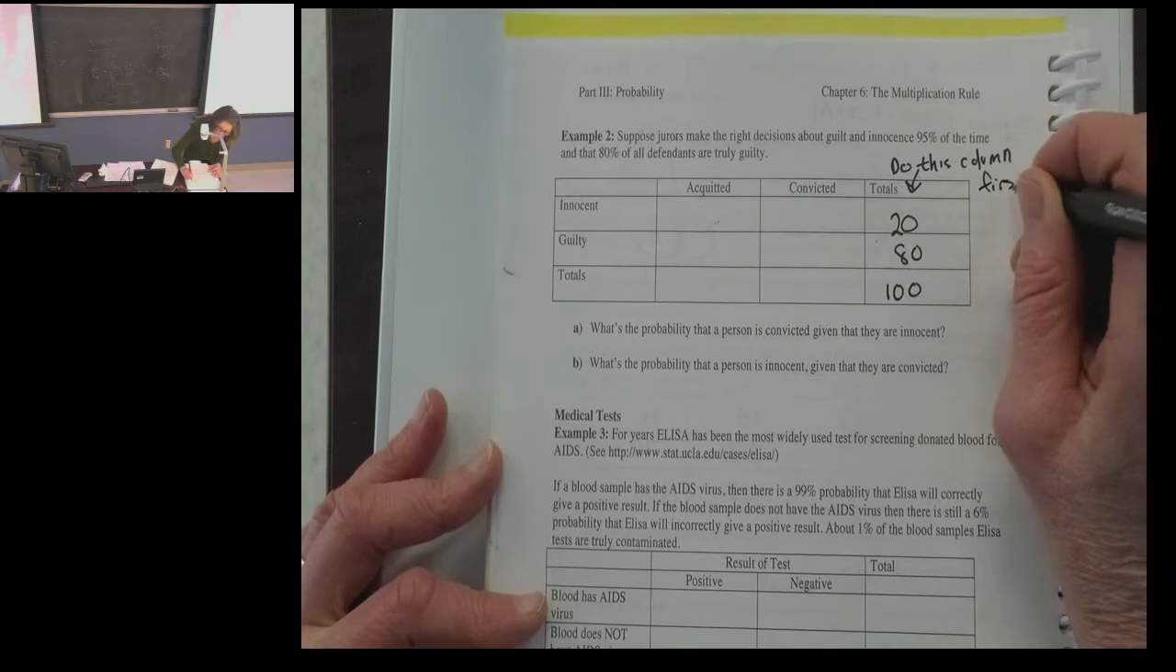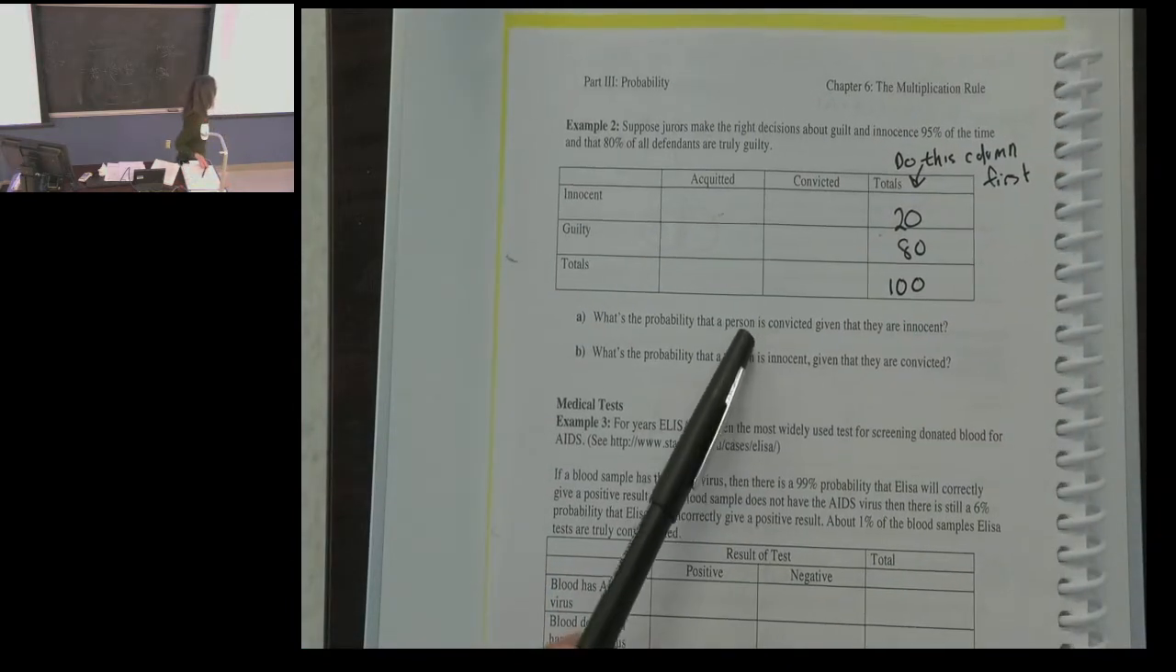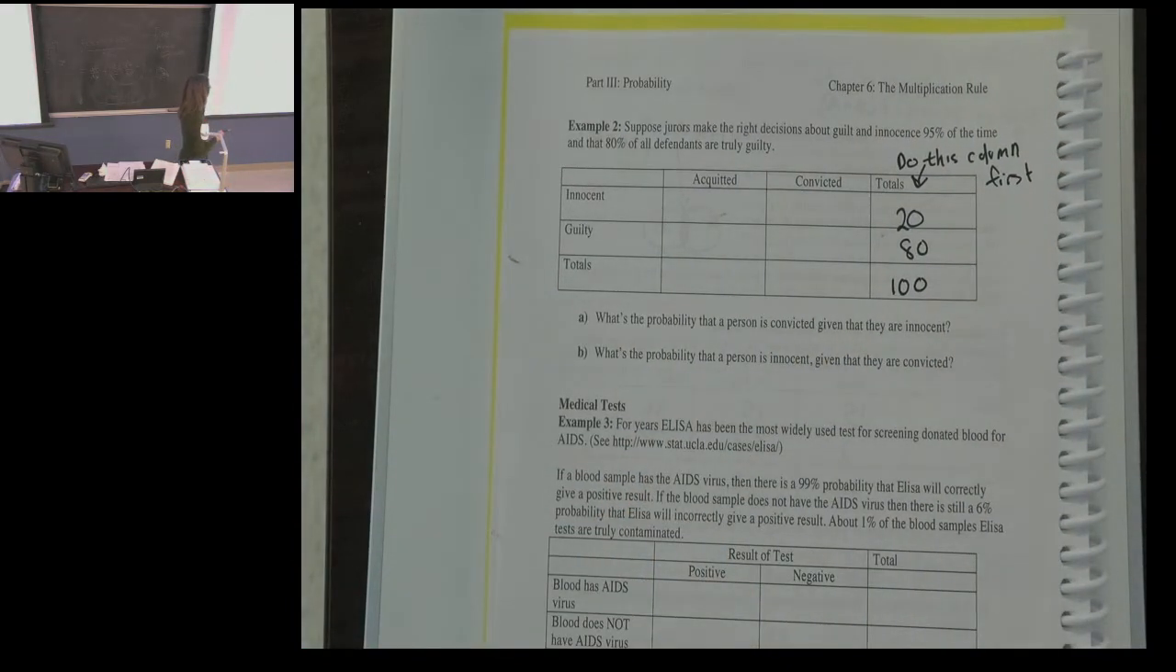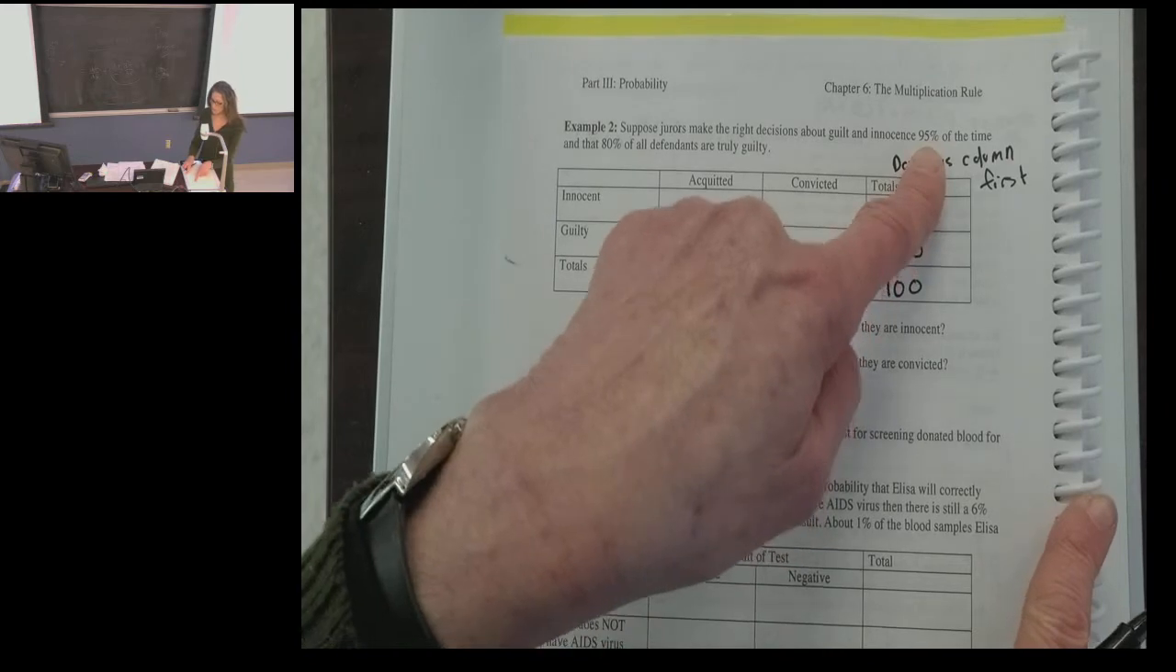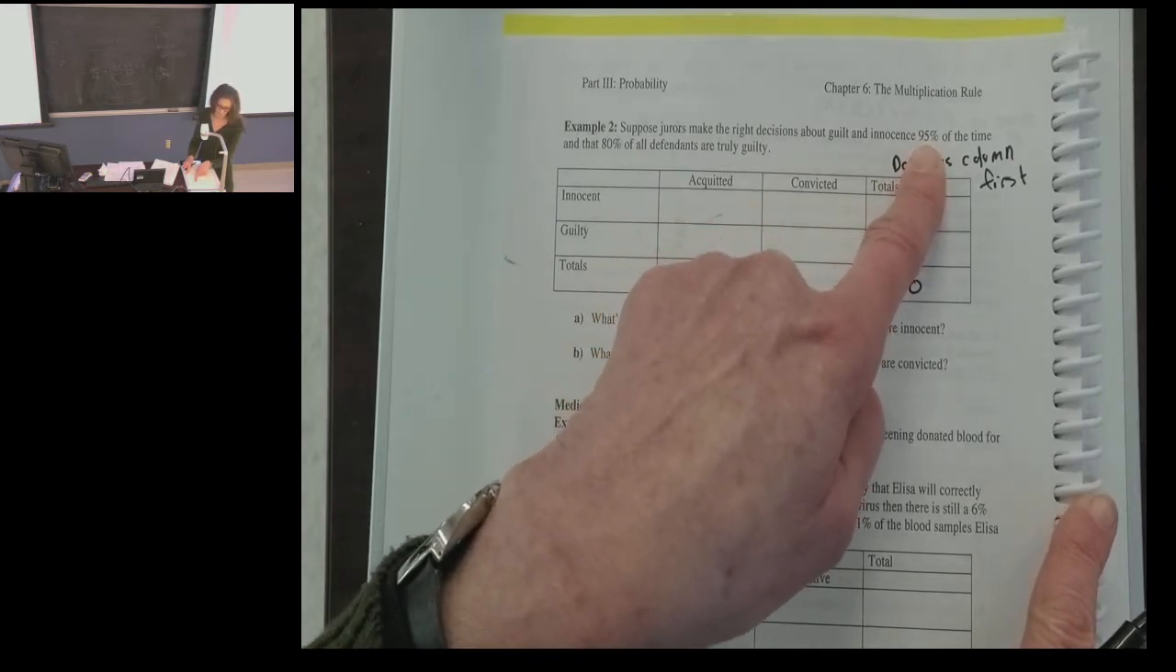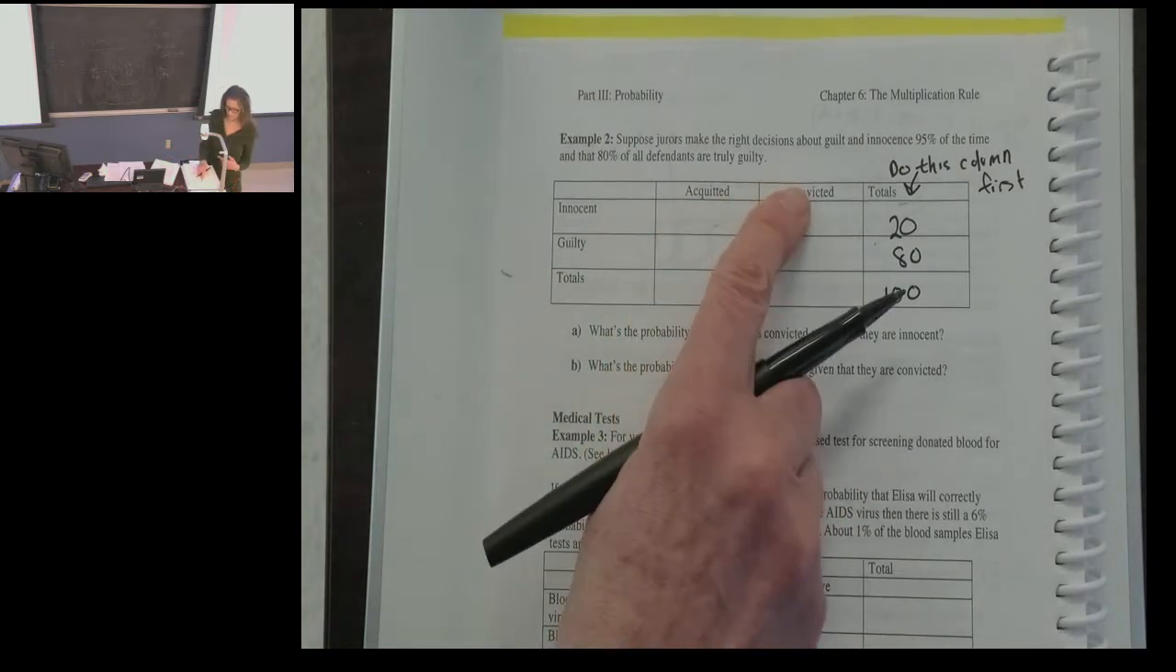Okay. And then what are we going to do? Why don't we fill this table in, okay? So how are we going to fill this table in? We did the 80%. What about this 95%? Where does that go? What does it say? They're making the right decision 95% of the times. So this is to acquit them, and this is to convict them.